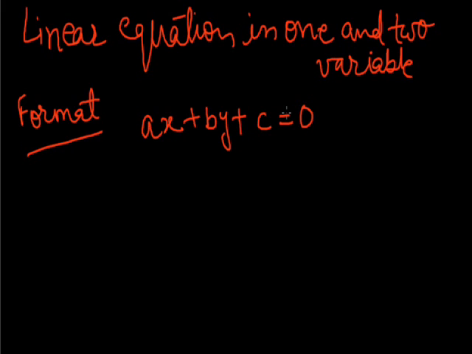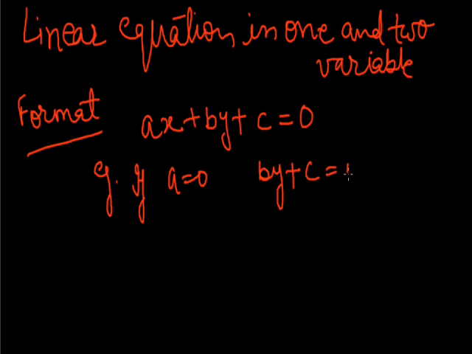This is a general linear equation in two variables, and if any of the coefficients a or b is 0, the equation converts into a one variable equation. For example, if a equals 0, we get by plus c equals 0. This is a linear equation in one variable.